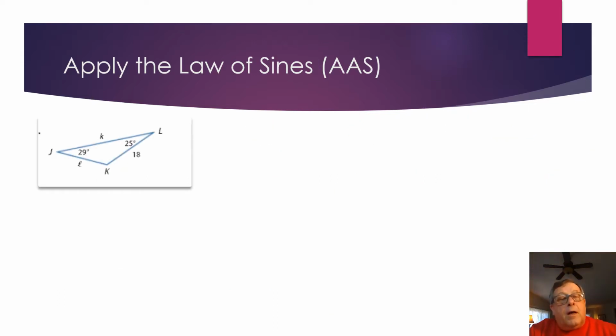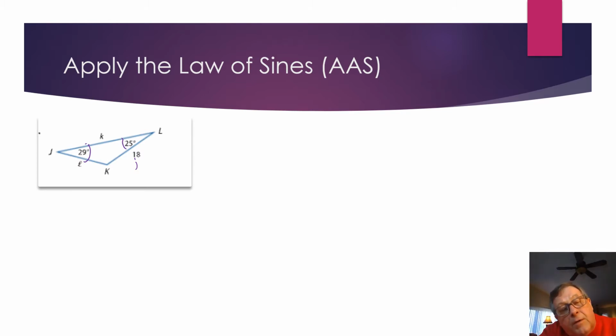Oh, okay. Well, here I got another triangle. But I do know there's an angle I know, angle J. I know angle L. And then I know side J, which is 18. Now, while I'm here, I might go ahead and just find angle K because it's simple enough to find. So why don't we do that?